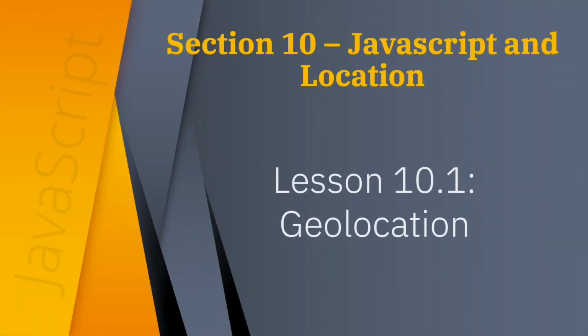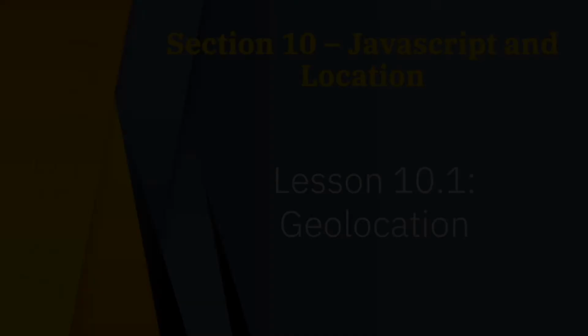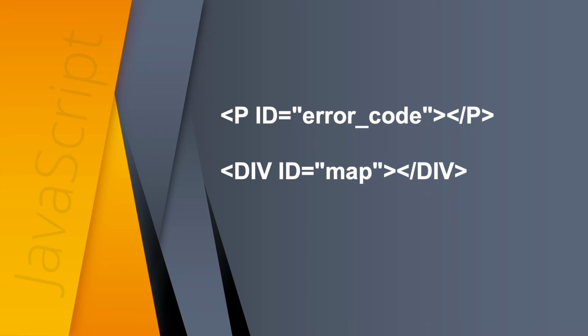Section 10, JavaScript and Location. Lesson 10.1, Geolocation. Let's create a new web page for this from our template. Move the two script tags to the body section and add the following two HTML tags just above the script tags. If geolocation is not supported in the browser, we'll display an error message. If all goes well, we can display a Google map showing the user's location.